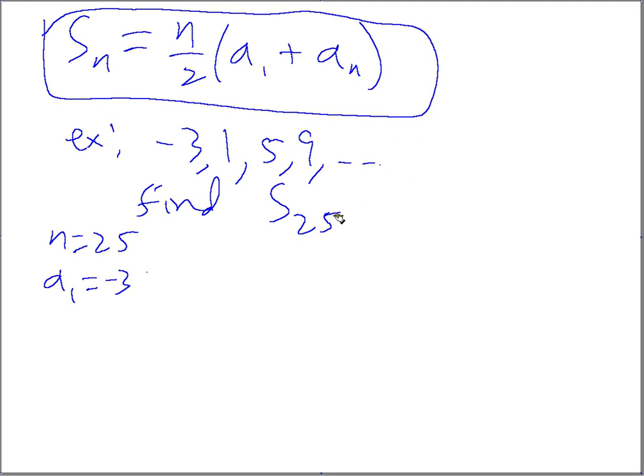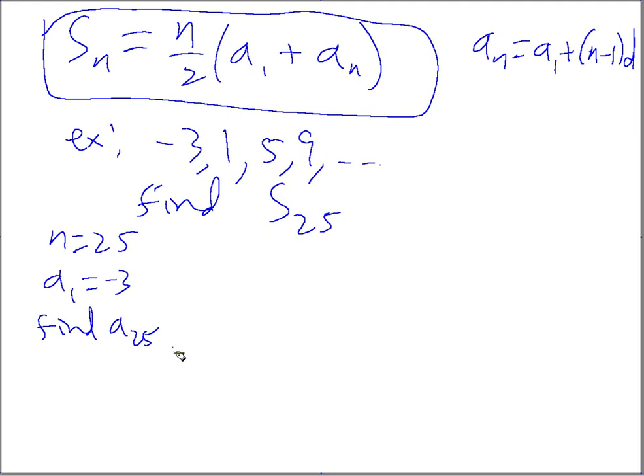Well, first thing we have to do is find A25. But that's not too bad because we saw the formula we had earlier, right? Of finding the nth term, which is A1 plus n minus 1 times the common difference. So we have this formula. So we're incorporating both formulas for this particular problem when you're finding the sum of a certain number of terms for an arithmetic sequence. All right.